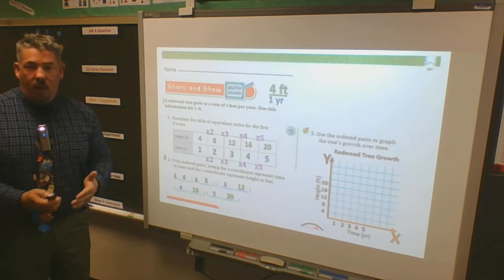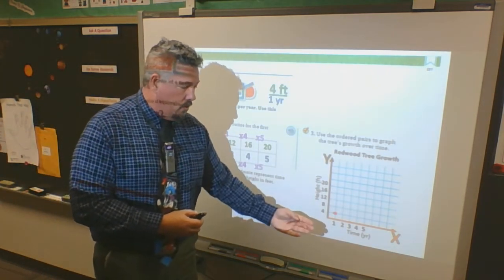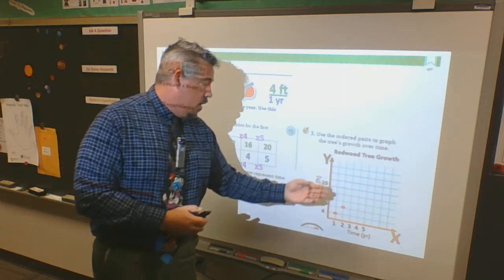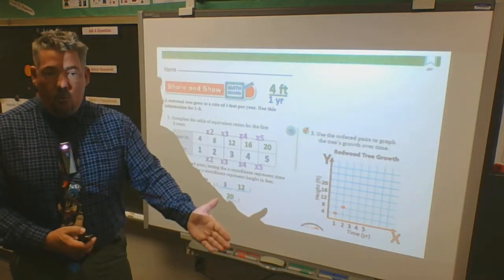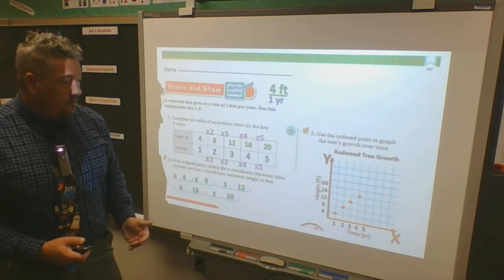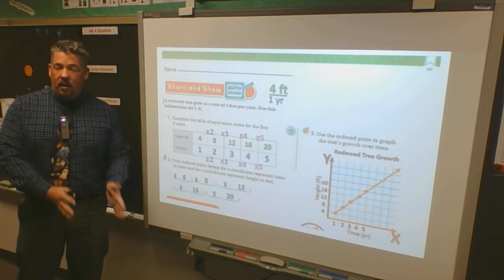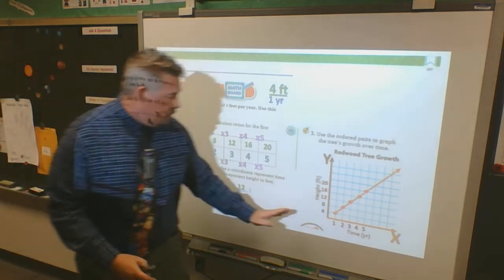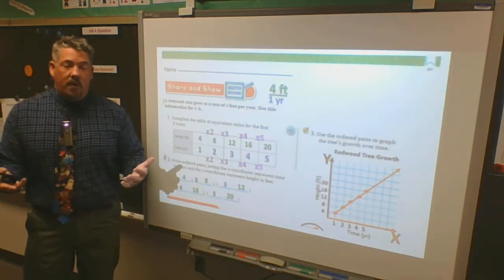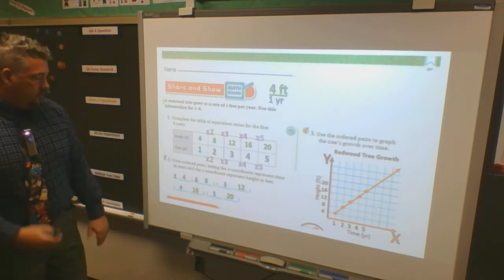And then I just make sure I plot them in the exact point that they're supposed to be. I go forward 1, up 4. I go forward 2, up 8. I go forward 3, up 12. Forward 4, up 16. Forward 5, up 20. Notice once again, since it is an equivalent ratio set, it goes in a nice straight line. You could end up with information that doesn't go in a straight line if everything doesn't increase in an equal amount.